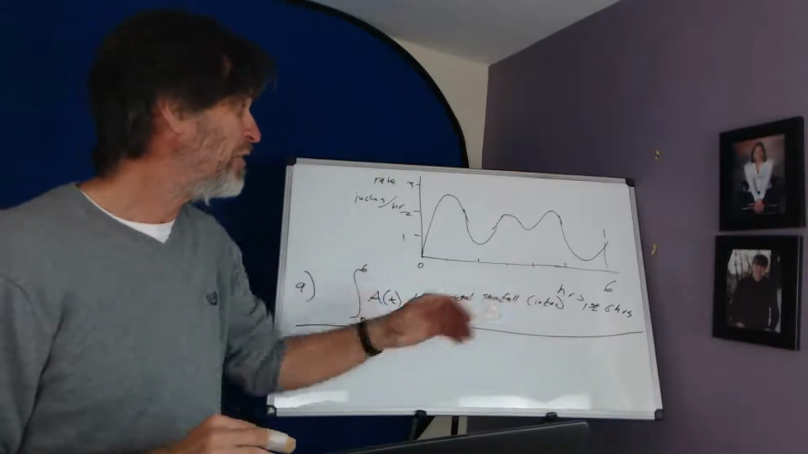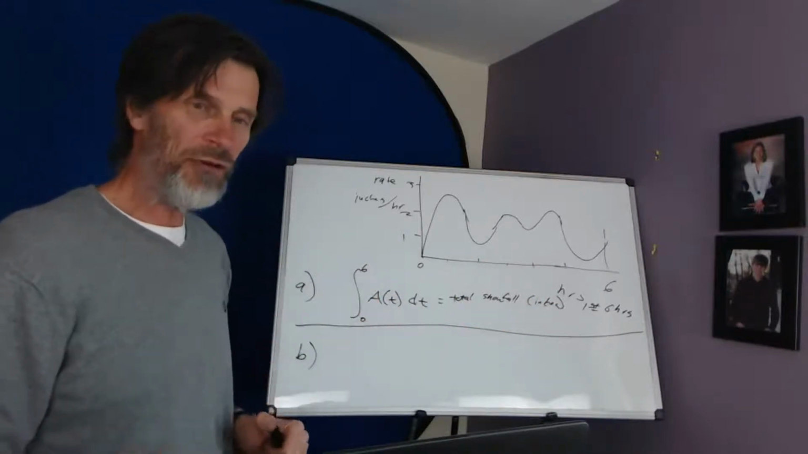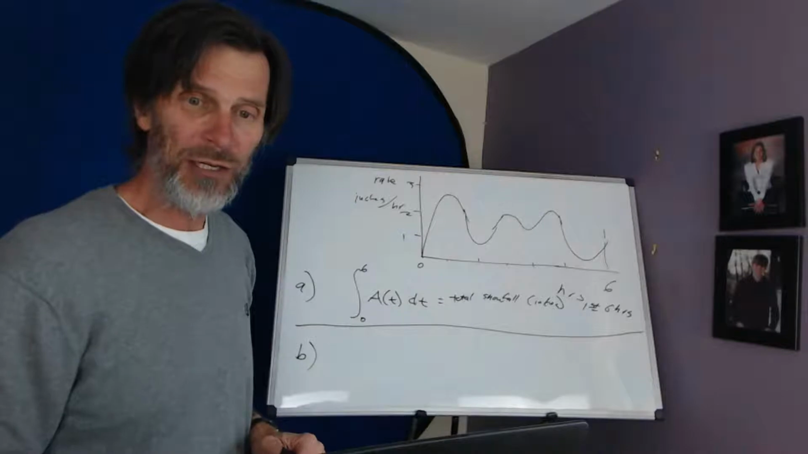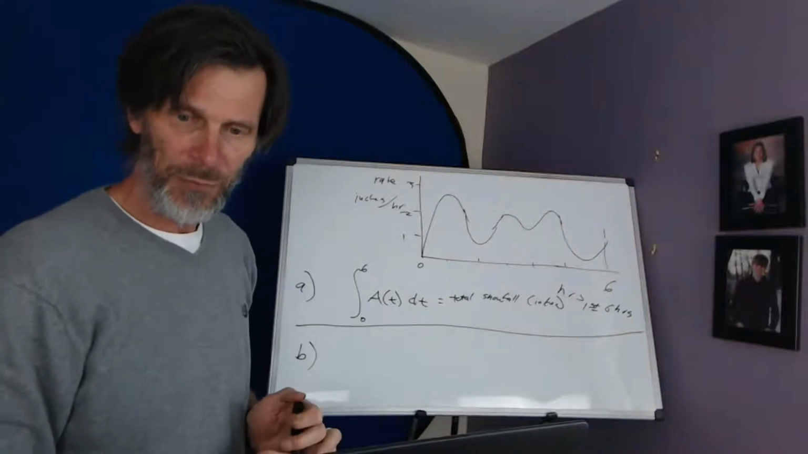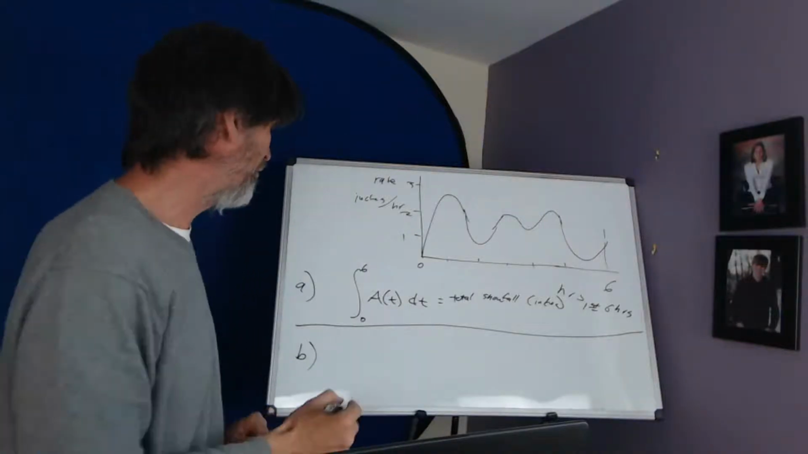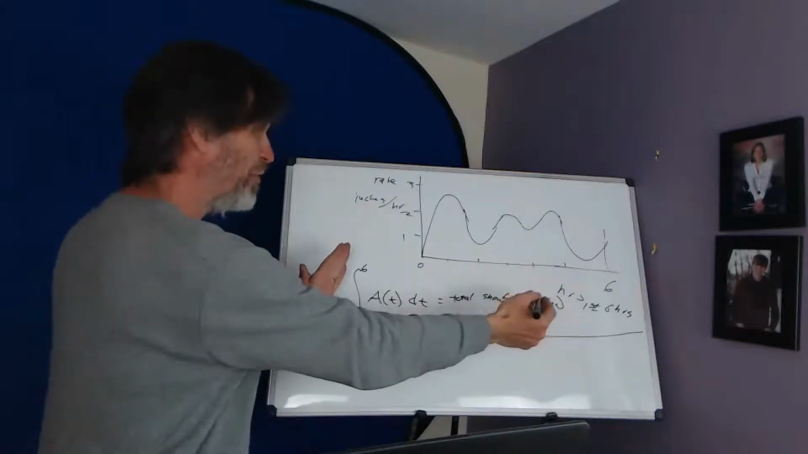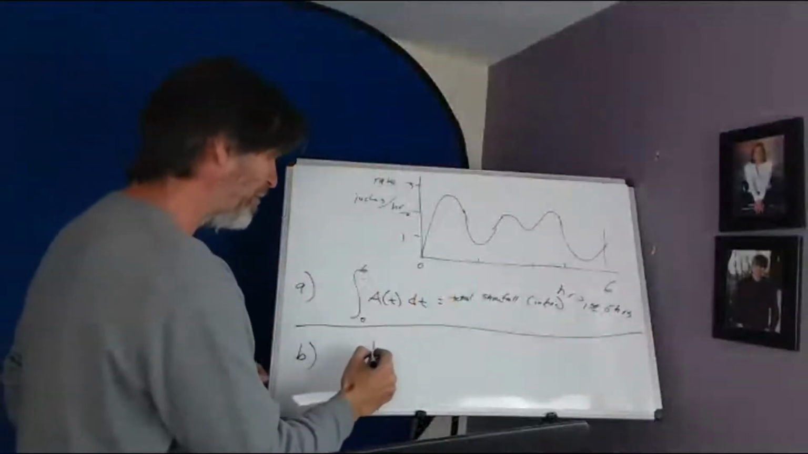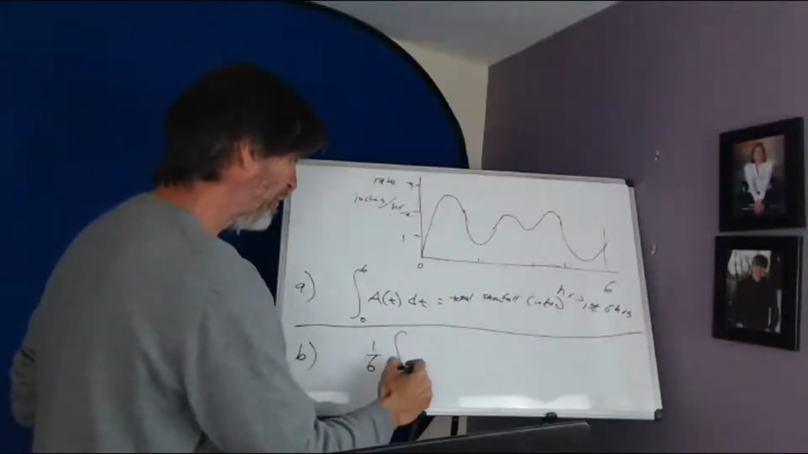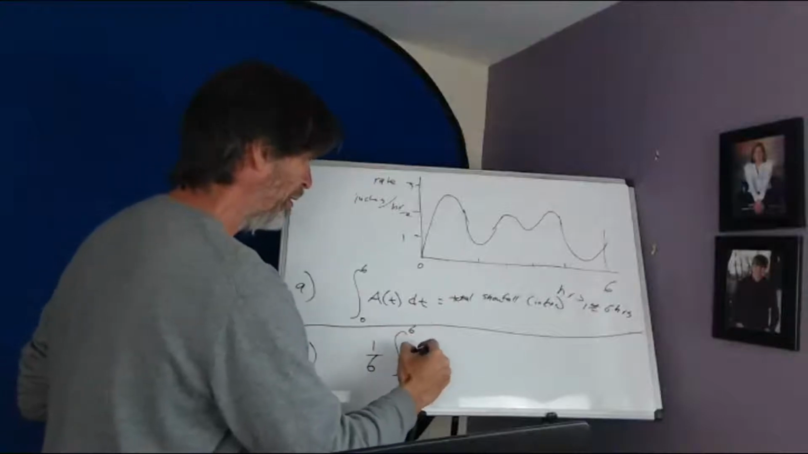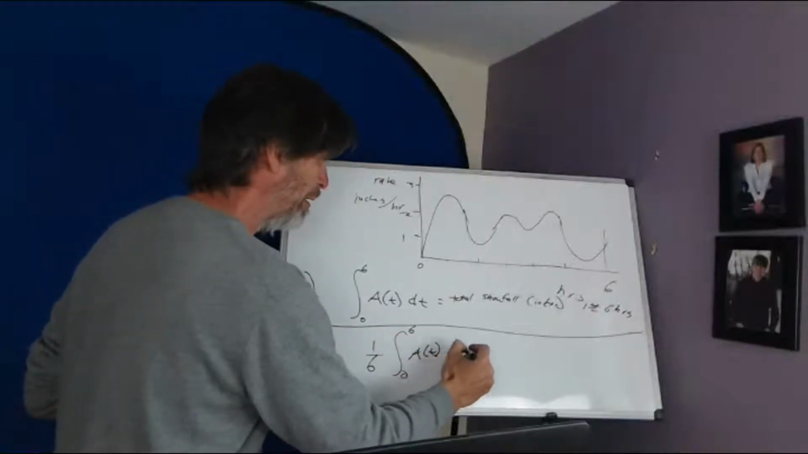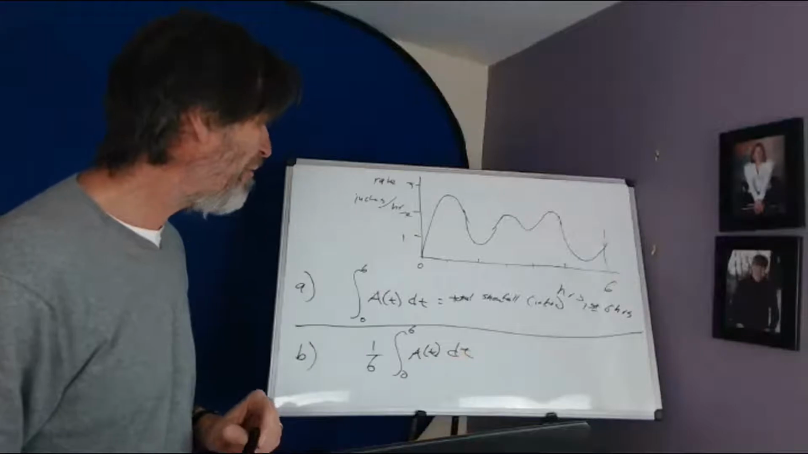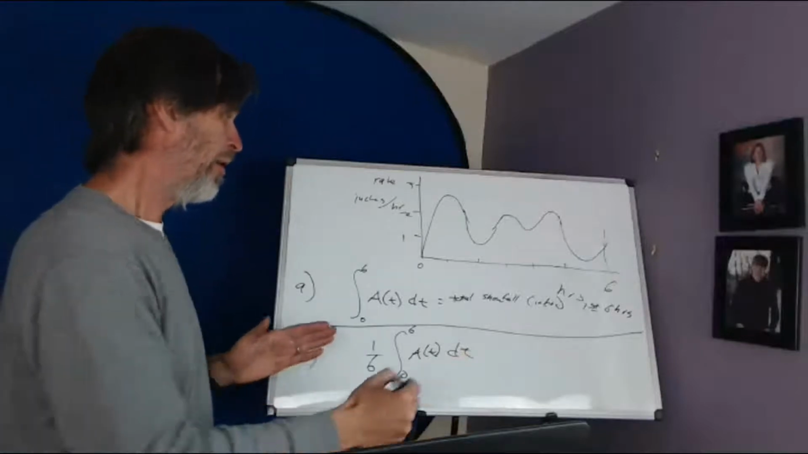This is how many inches it snowed during the whole 6 hours. What would be the average rate? What would I do? Yeah, 1/6 of the definite integral, sure. So I'm going to take this number of inches per hour. I'm sorry, this is the number that snowed. I'm going to divide it by 6 hours. So 1/6 of the integral from 0 to 6 of A(t) dt. There would be the average snowfall rate, right?